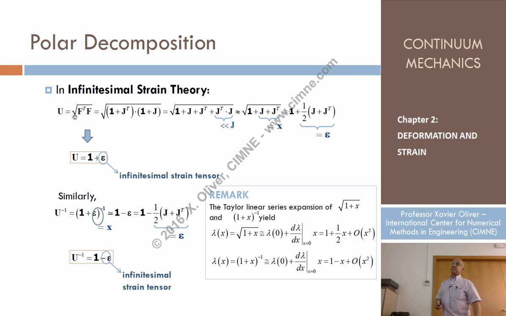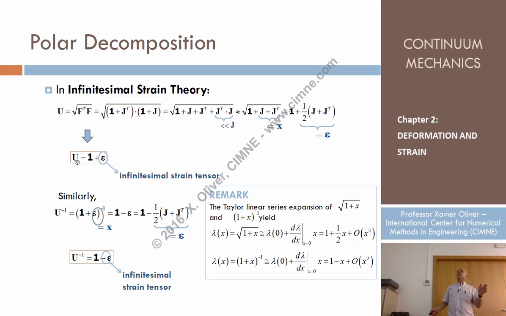For instance, the left stretch tensor, U, was defined that way. F in turn can be defined as 1 plus J. So this is 1 plus J transpose times 1 plus J. We developed that. Now we apply the fact that the elements of J, the gradient of displacement, are small, so that those terms here are infinitesimals with respect to those. So this applies to that, and that can now be developed in Taylor series, and finally we obtain that.